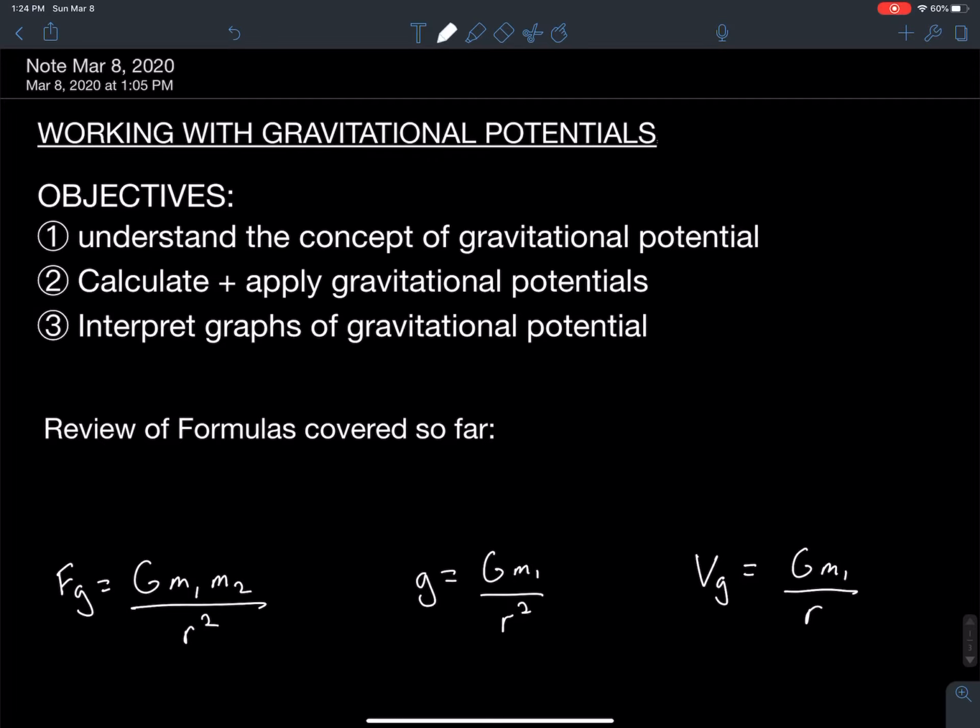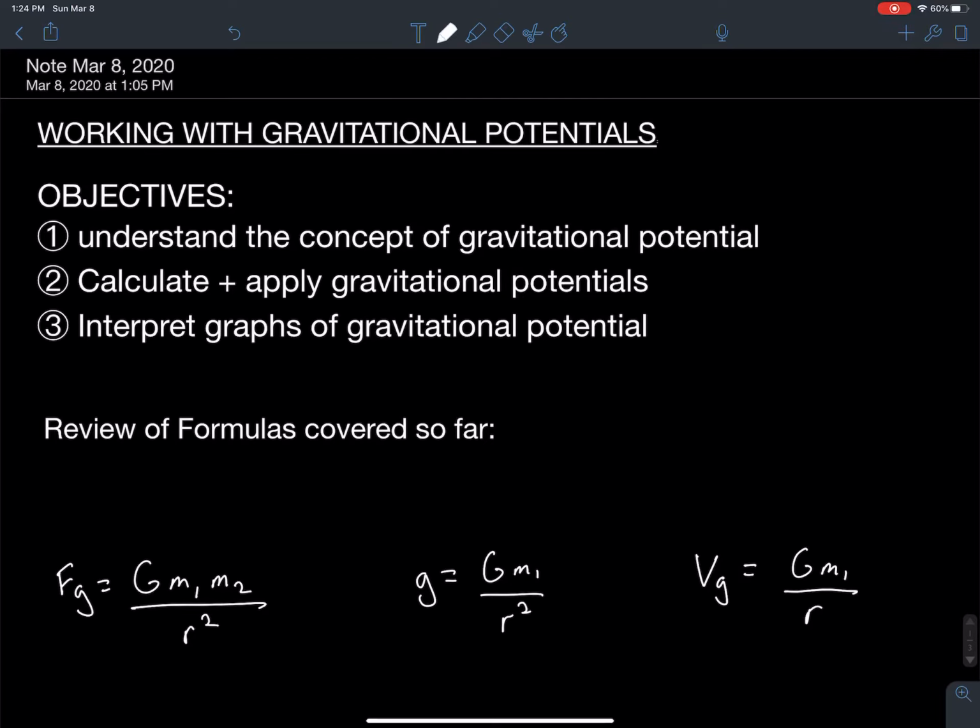All right, so carrying on with gravitational potentials, we just wanted to stop and reflect a little bit about what we just learned. The main objective in this section was to understand the concept of gravitational potentials, which I tried to show in the last video. And in this video, we're going to try to calculate and apply gravitational potentials in a few different ways. And then the final thing that we're going to do is look at graphs of gravitational potentials and try to understand how we can interpret some information and draw some important points of view from it.